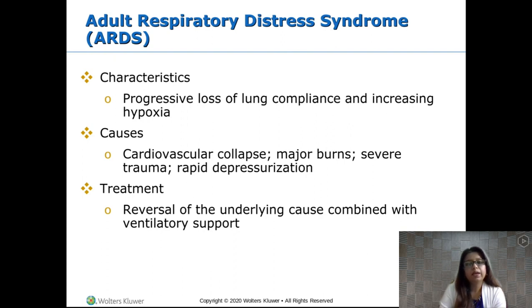Treatment is reversal of underlying causes combined with ventilatory support. So there are times when we have to put them on a ventilator, put a tube in their throat, put them on a machine, and that is because they can't breathe. Their lungs are not functioning.